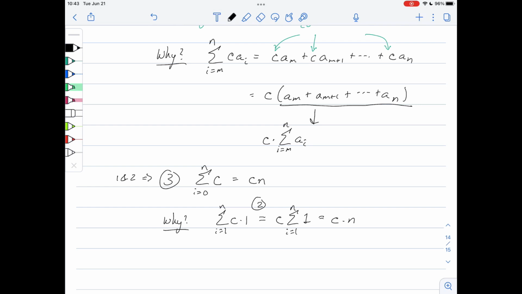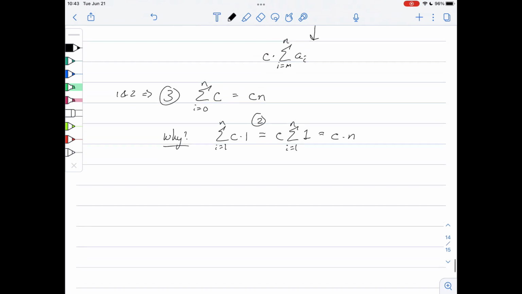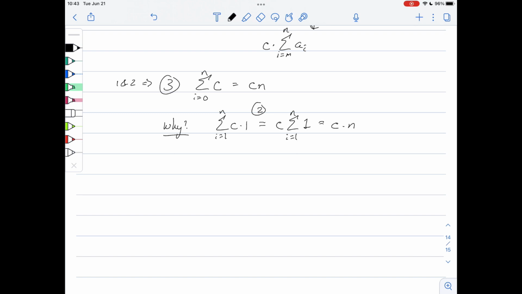Okay, so property 4 now, it tells us how to deal with sums and differences of these sums. So in general, the sum of a sub I plus or minus b sub I is the sum of a sub I plus or minus the sum of b sub I. And that comes down to the fact that a sub I and b sub I are just functions where you put in a number and you get out a number.